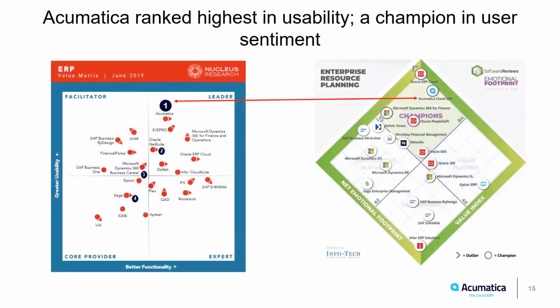And so what do industry analysts and customers think of Acumatica? As you can see here, Nucleus Research has named Acumatica as the highest and greater in usability. And then also you can see on the right-hand side, this is a customer picture of how Software Reviews ranks Acumatica as a champion in user satisfaction.